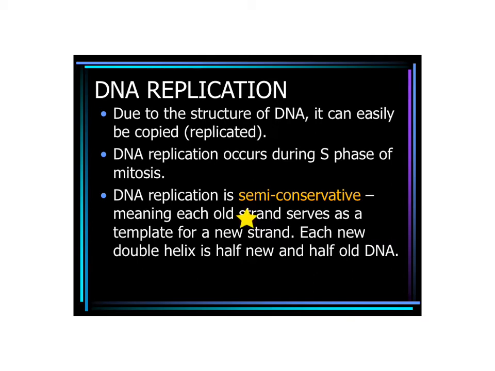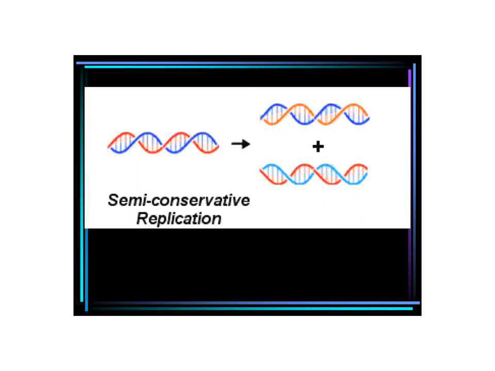Now, replication of DNA is semi-conservative, which simply means that the old strand is a template for the new strand. So whenever the DNA is copied or replicated, you end up with two new DNA molecules, each consisting of half new DNA and half old DNA. So it looks something like this.